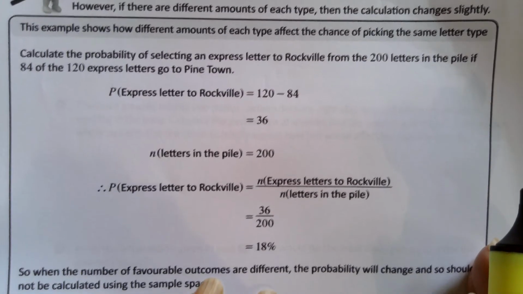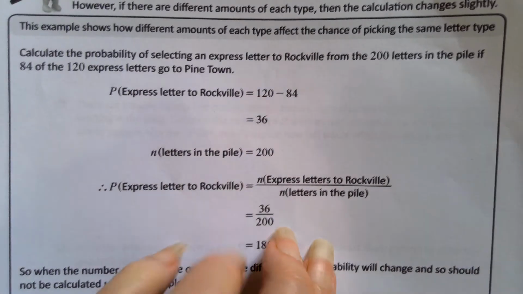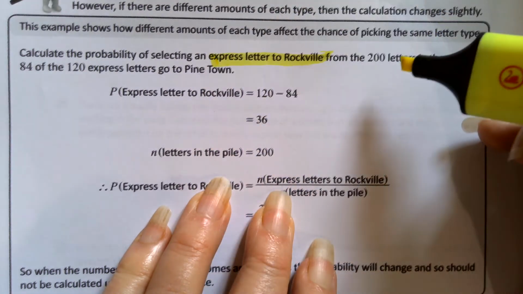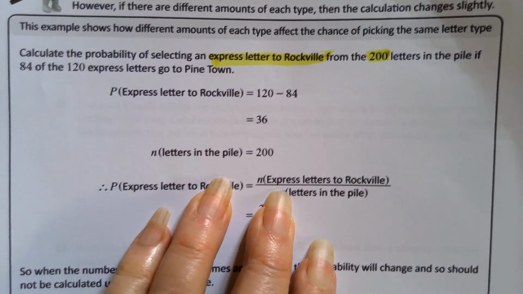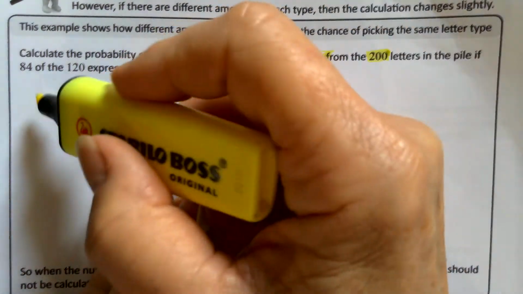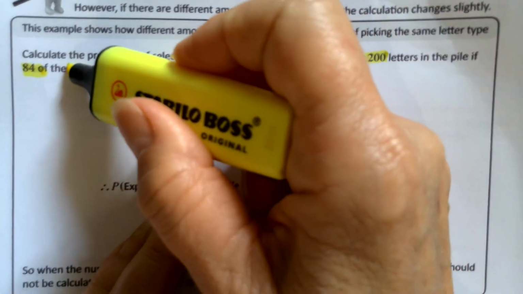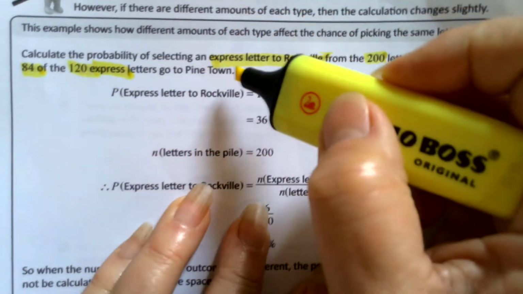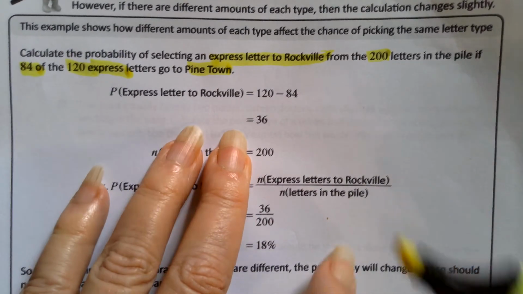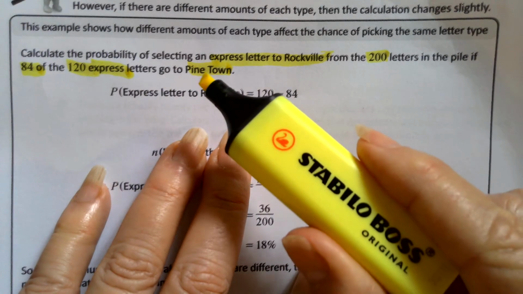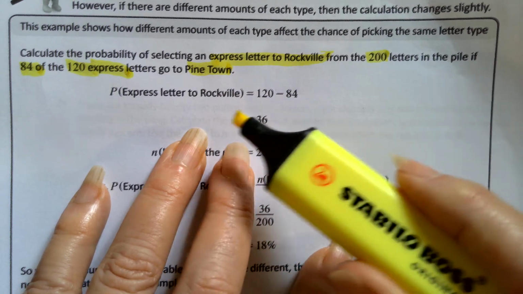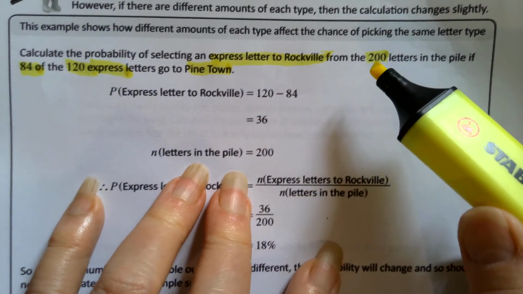Another sample: the probability of an express letter to Rockville, as we did before, from 200 letters this time in the pile, where 84 of the 120 express letters have gone to Pinetown. So of the express letters, 120 went to Pinetown. We will have to do a subtraction to work out how many express letters have gone to Rockville. The number in the pile, remember, is 200.